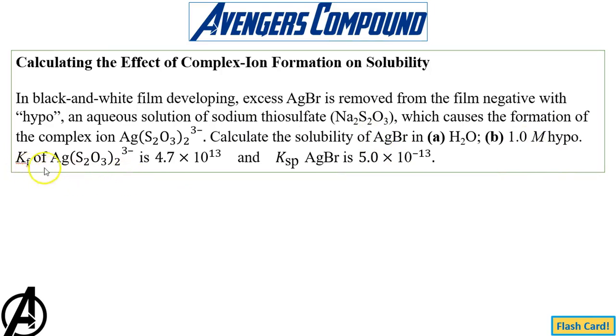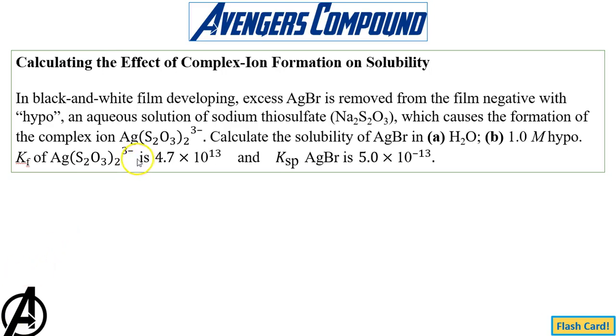They gave us the equilibrium constant of formation for Ag(S2O3)2 3-, which is 4.7 times 10 to the 13. And they also gave us the Ksp value for AgBr, which is 5.0 times 10 to the negative 13. Of course, we're thinking coupled equilibria, we're thinking complex ions, or our Kf value, and we're thinking our Ksp value. We have to make sure that we add them together. So we definitely have to get a dissolution equation for AgBr and Ksp, and also get a formation equation for Ag(S2O3)2 3-, and of course the Kf value.